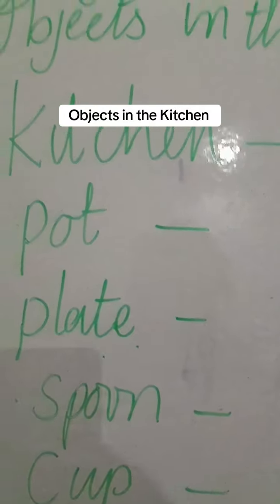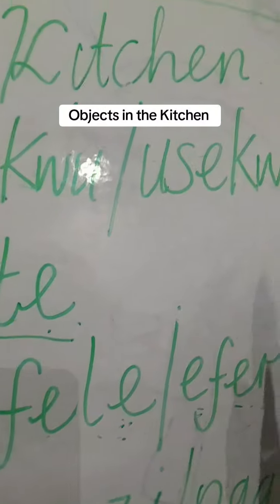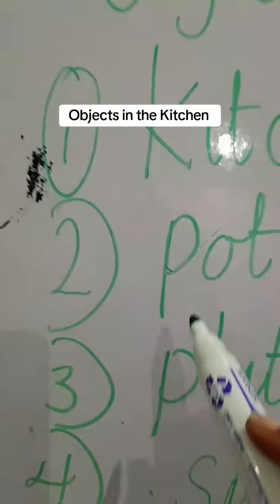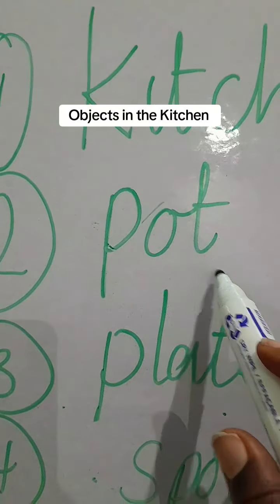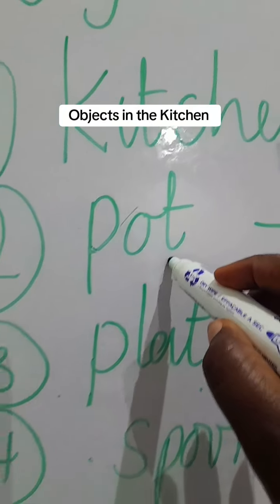Today we want to look at the objects in the kitchen. The kitchen itself we call useku or eku. So the first thing we have in the kitchen: you know, we can't have a kitchen without pots. We have pots definitely in your kitchen.